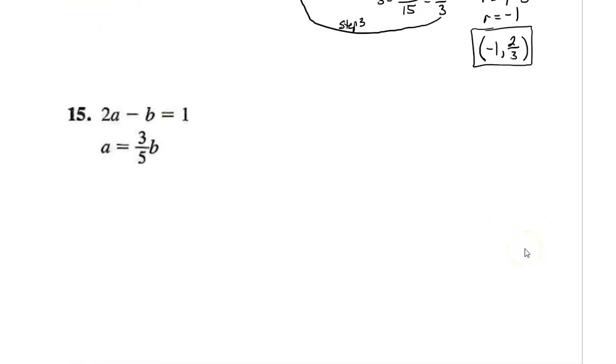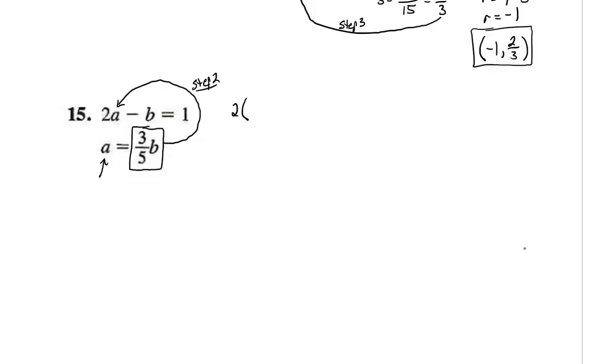Number 15. Has either equation already been solved for one of its letters? Yes, in the second equation, the letter A is already alone, so we don't need to do step 1. So we're ready for step 2. Take the expression that the letter A is equal to and substitute it. Where are you going to put it? You substitute into the other equation, the one you haven't yet used. That's step 2.